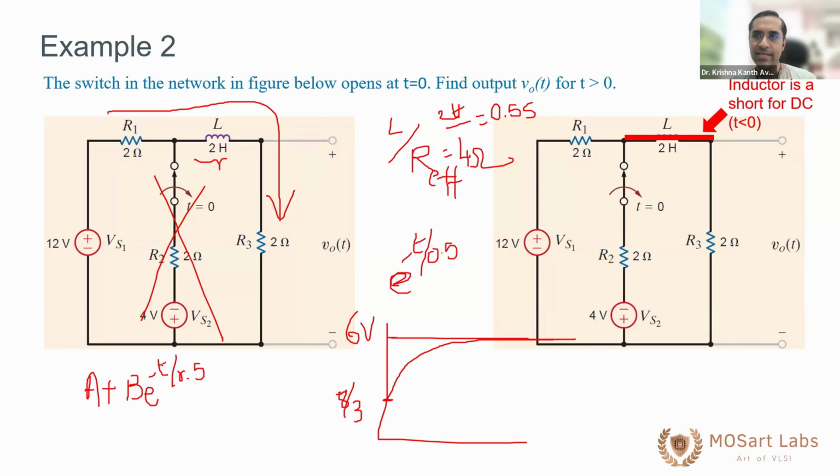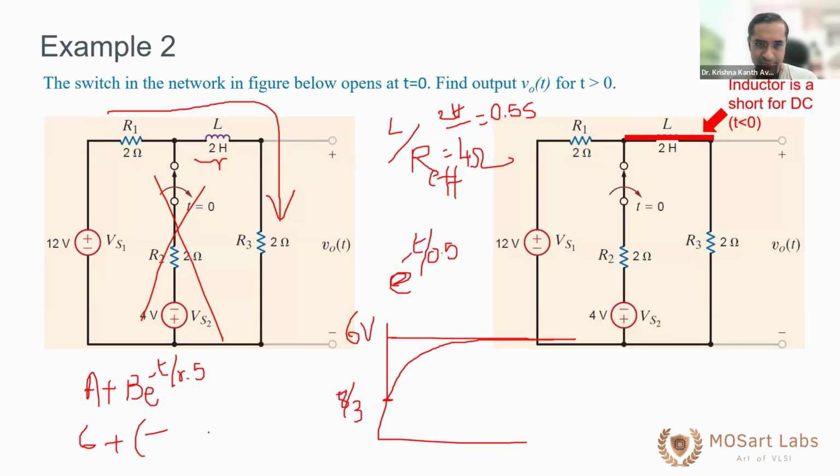Now you can say at t equal to infinity, you have output. How much is output? A, right? A should be 6 volts. So clearly this is 6 volts. Plus when t equal to 0, this is A plus B, and A plus B is 8/3. So B should be 8/3 minus 6, which is how much?